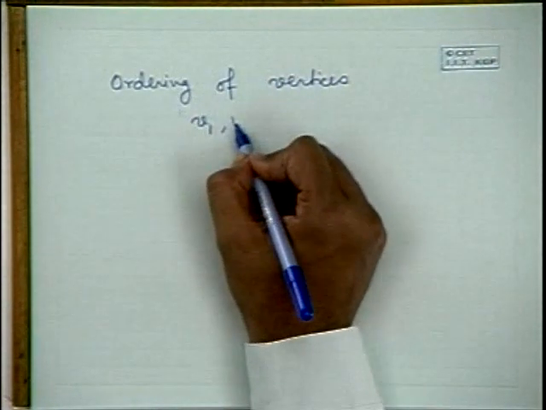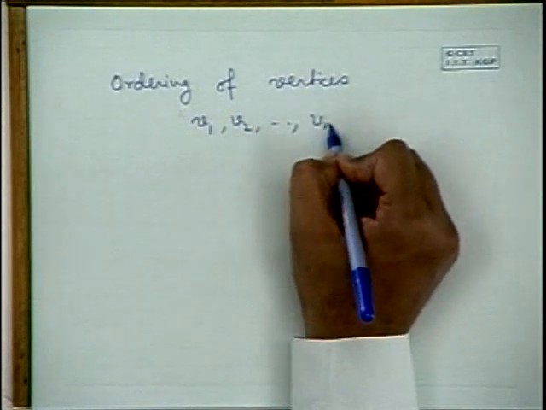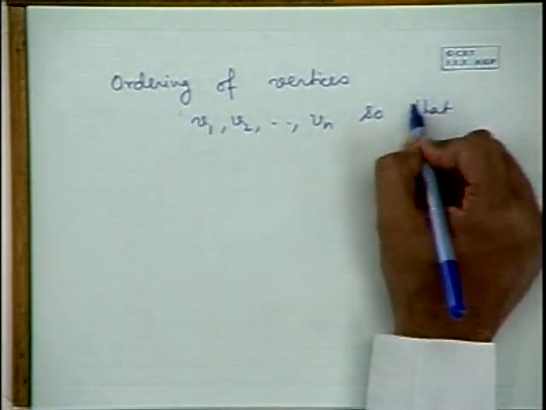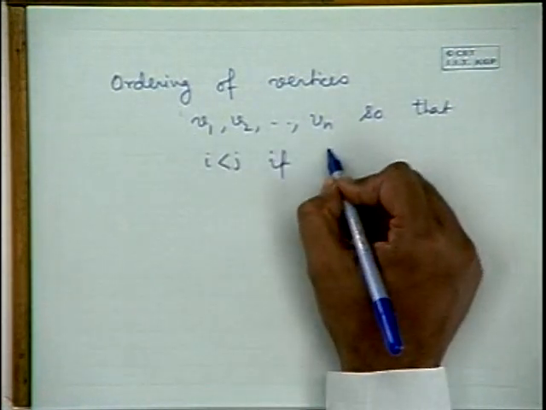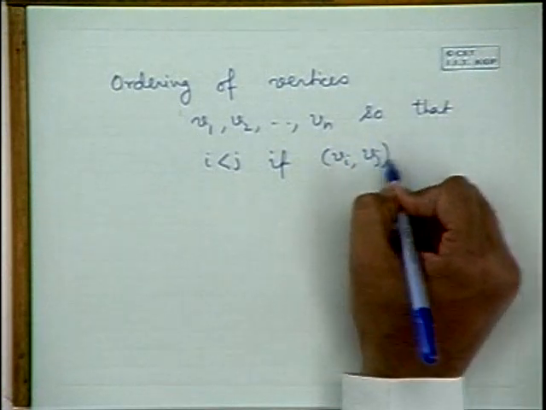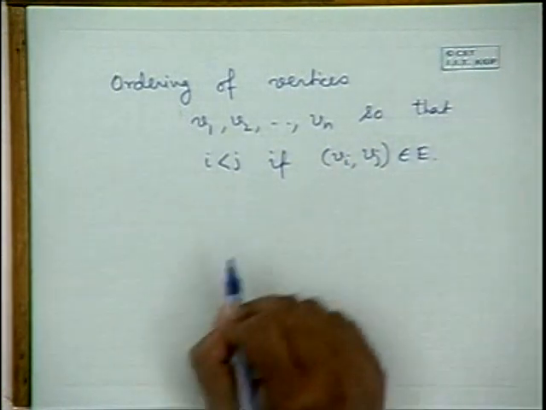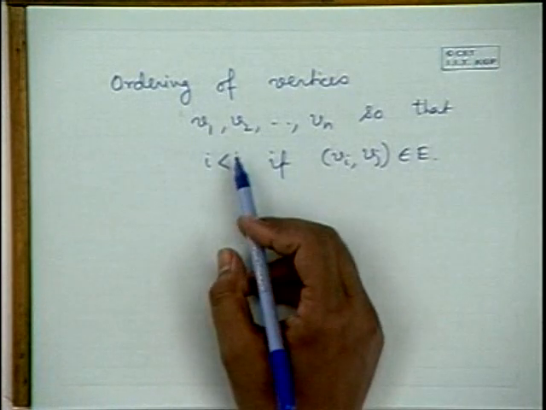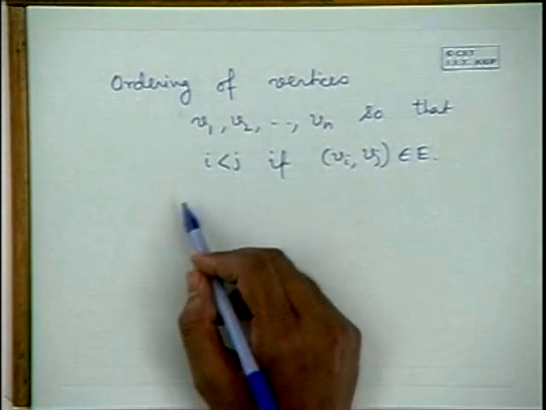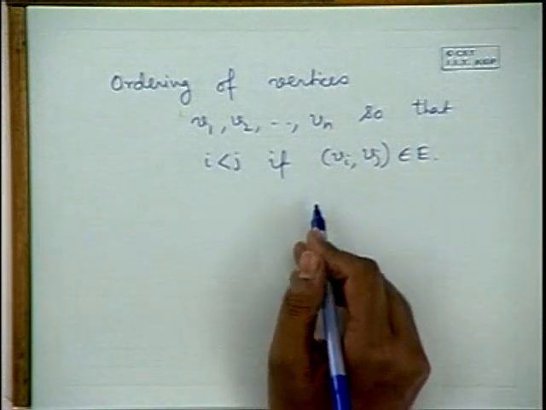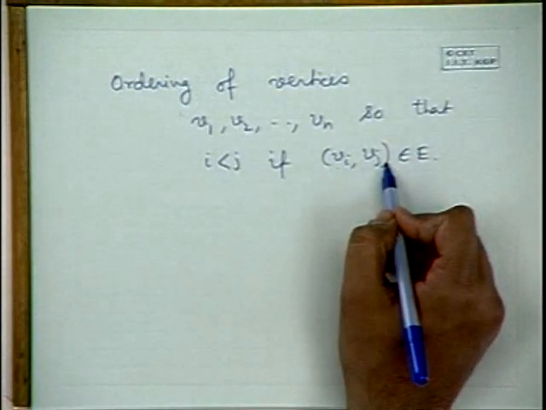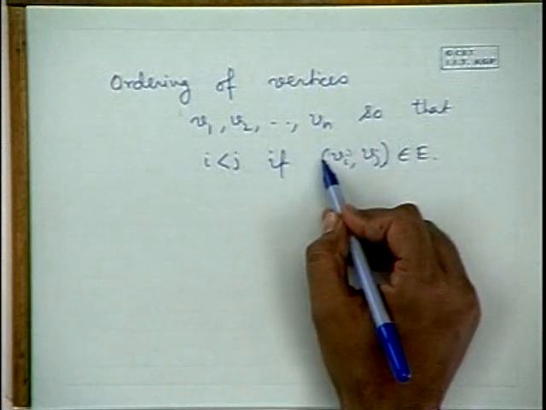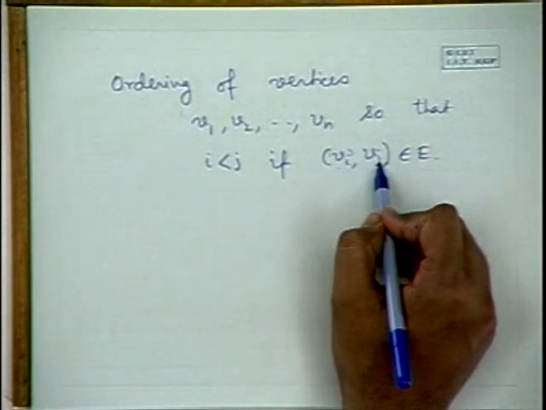V1, V2 up to say Vn, so that i is less than j if Vi, Vj is an edge. So what does it mean? It means you give an ordering on the vertices, you just enumerate them in some order. But if that order has this property, suppose Vi, Vj forms an edge, then this vertex must appear before this vertex in the order. That's the only condition.